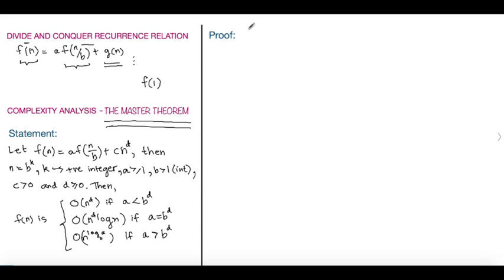Now we start with the definition. We have f of n equal to a times f of n over b plus c times n to the d. Now this f of n over b, I can again write as a times f of n over b squared plus c times n over b to the d, plus c n to the d.